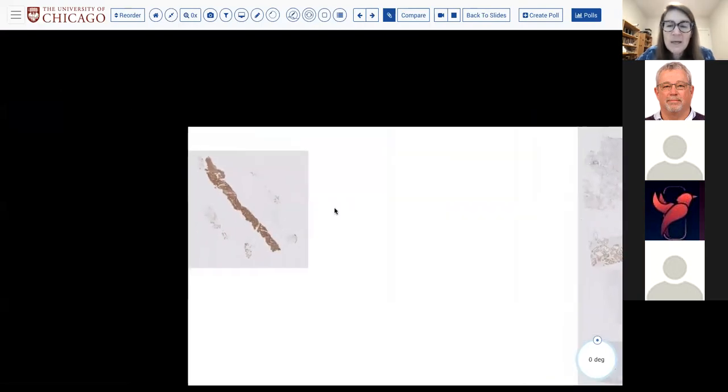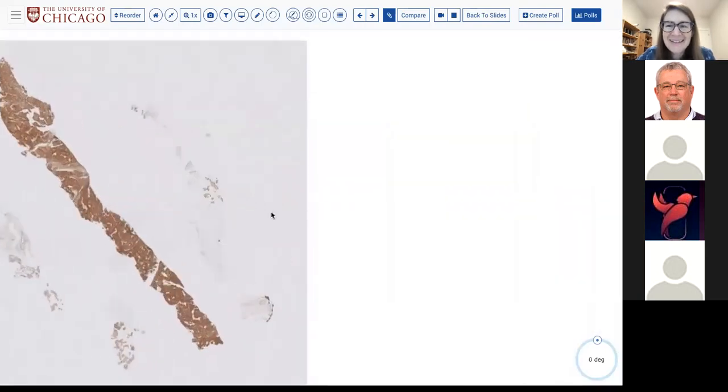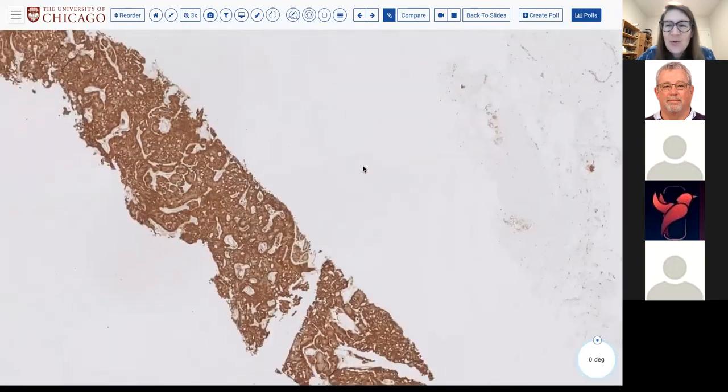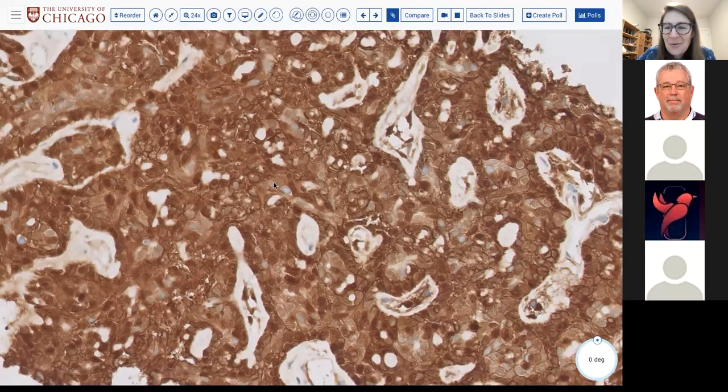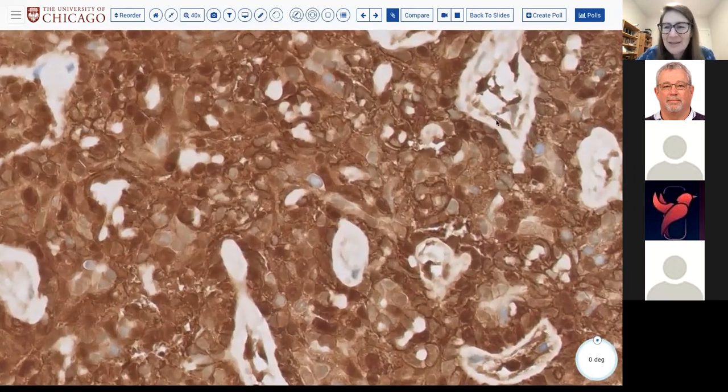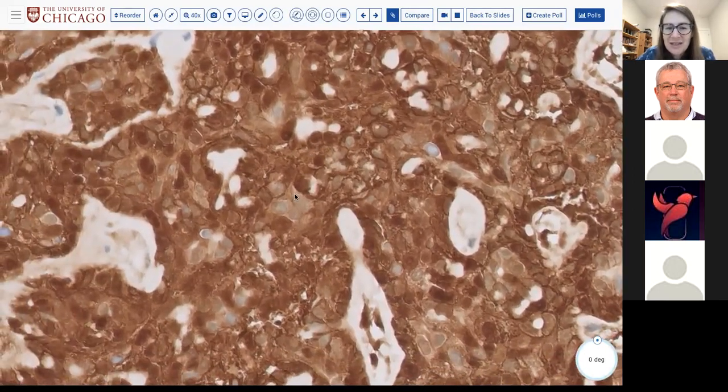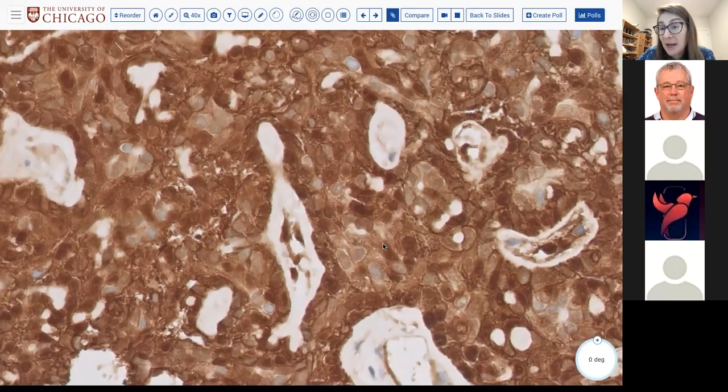So can you guess? Yeah, somebody already got it, exactly. So if you're thinking it's basal cell adenoma, which you're correct about, what stain might this be? It's a little challenging to interpret because it's positive everywhere, but this is beta-catenin.